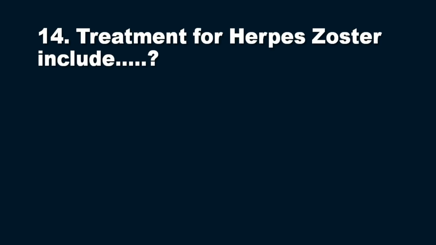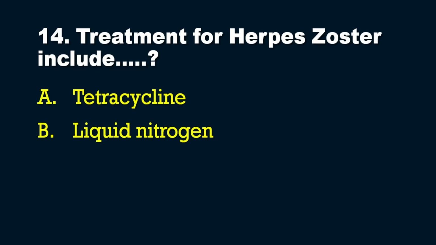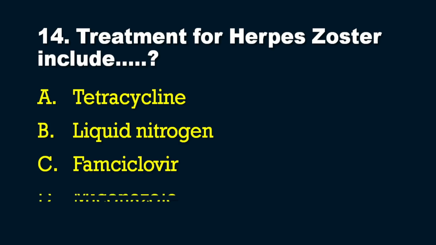Okay, so with that we are coming to the next question, that is the second last question. What is the treatment for herpes zoster? Treatment for herpes zoster includes dash. The options are: option A, tetracycline; option B, liquid nitrogen; option C, famciclovir; and option D, miconazole. So what is the treatment option for herpes zoster?